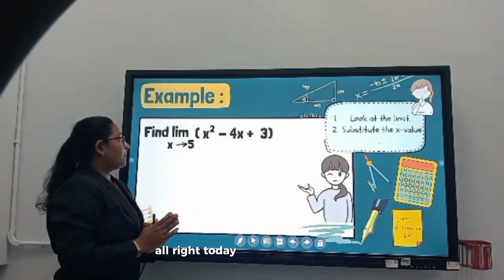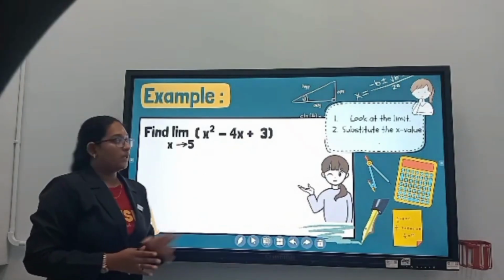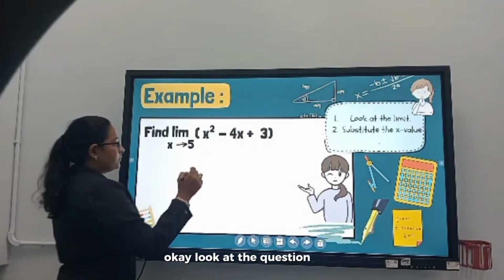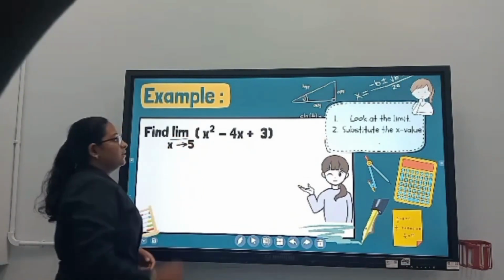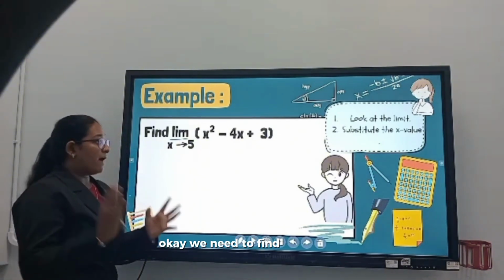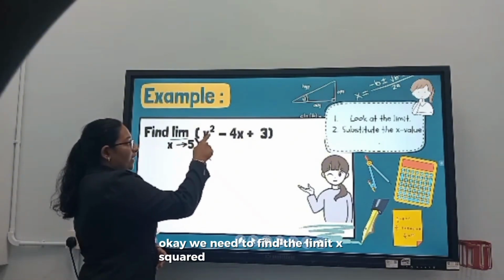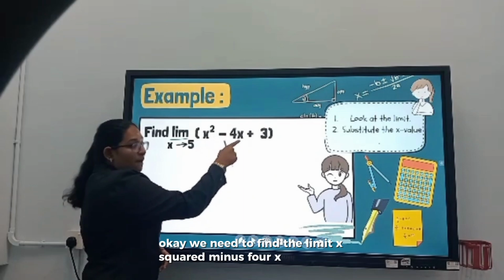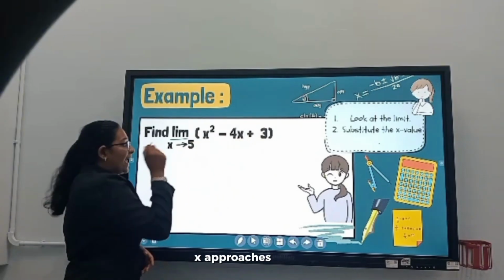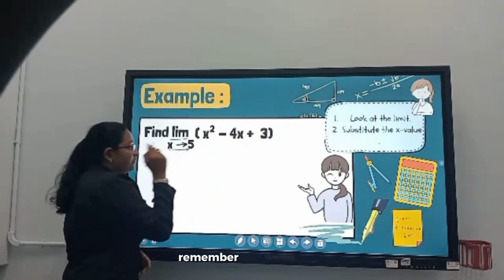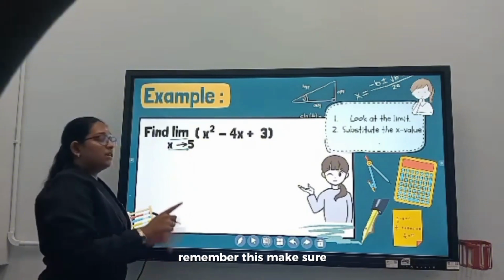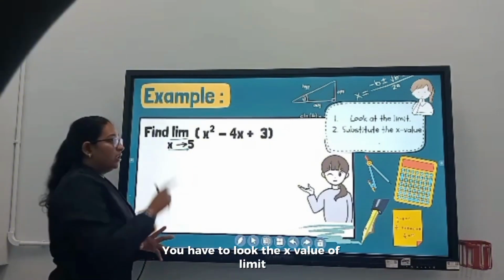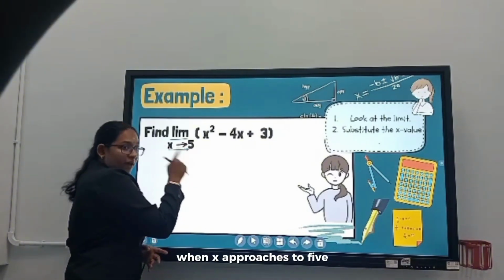Alright, today this is the question for you all. Look at the question. We need to find the limit of x squared minus 4x plus 3 when x approaches 5. Remember this. Make sure you look at the x value, the limit, when x approaches 5.